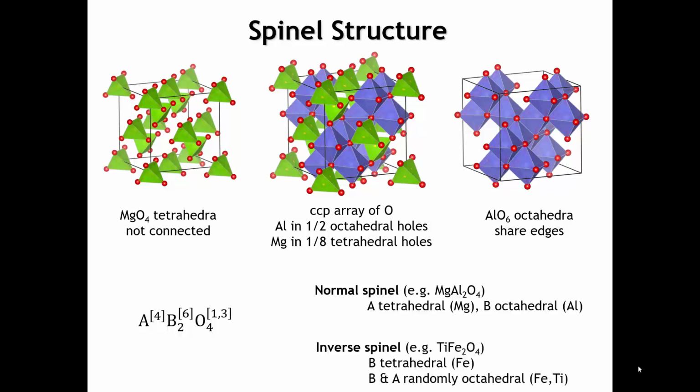But oftentimes we'll find what are called inverse spinels. And in an inverse spinel, like TiFe2O4, the cation that's in the minority, here the titanium, has a preference to go onto the octahedral site. And so that means the other cation, which is present in the majority, is split between the octahedral and tetrahedral sites. So in an inverse spinel, we have a disordered or random distribution of two different cations on the octahedral sites.